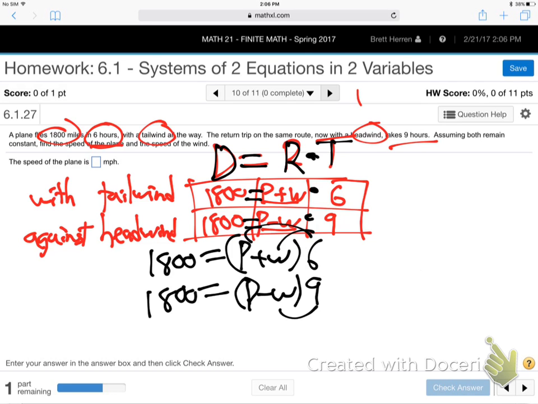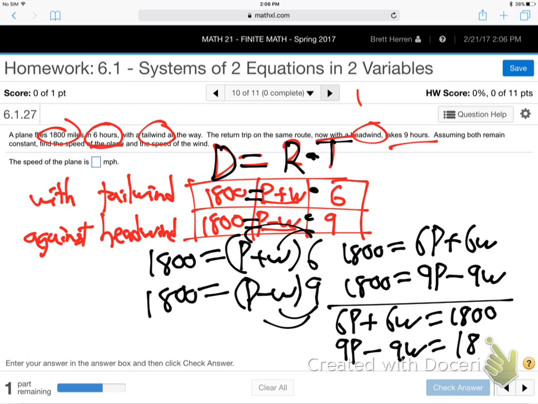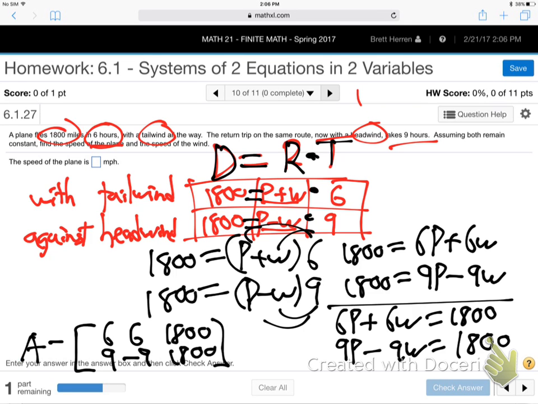Now distribute and distribute. You get 1,800 equals 6P plus 6W. And 1,800 equals 9P minus 9W. Is that good? Now switch it around. We like to have the answers on the right for putting it in our calculator, because that's what we're going to do now. So now just stick the 1,800s on the right and get out the handy dandy graphing calculator. 6, 6, 1,800. 9, minus 9, 1,800. That's matrix A, RREF of matrix A. And let me know what you get.